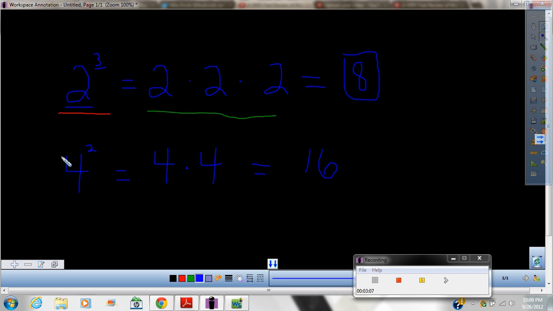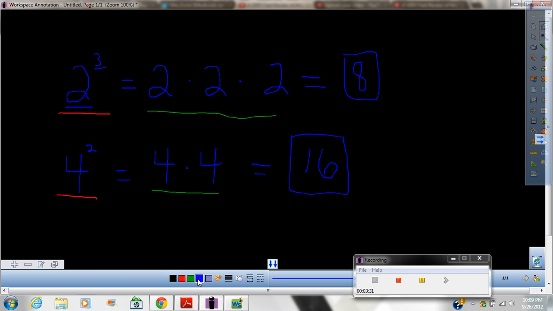Once again, to review the different terminology, I'm going to underline this in red. This is exponential notation. In green, this is expanded notation. And my answer, I'm going to box in with blue. This is to simplify. Simplify is to find your answer.